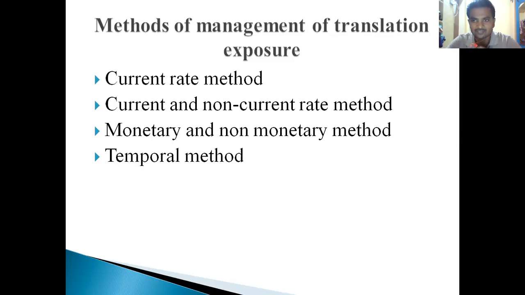Suppose you assume the USA is the parent company, and there is one subsidiary in India. India has to submit financial statements in Indian rupees to the parent company. The parent company collects the annual report from the subsidiary located in India. The amount collected in Indian rupees should be converted into US dollars.